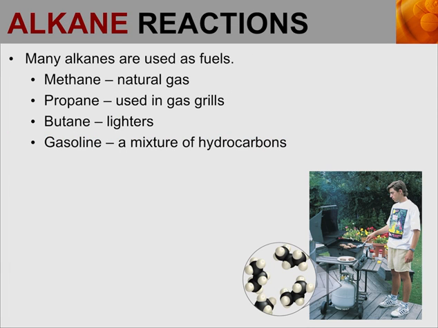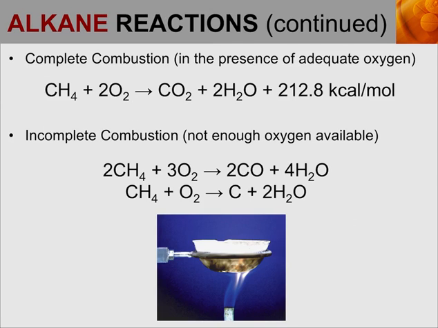Now, many alkanes are used as fuels. So methane, for instance, is a common natural gas. It's probably what you have if you have natural gas that goes into your home. Propane is used in gas grills. Butane is used in lighters. And then gasoline is actually a mixture of different hydrocarbons. So it's not necessarily just one alkane, it's kind of a mixture of them. But that brings us to combustion.